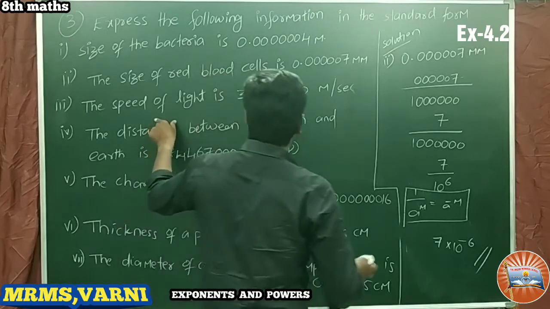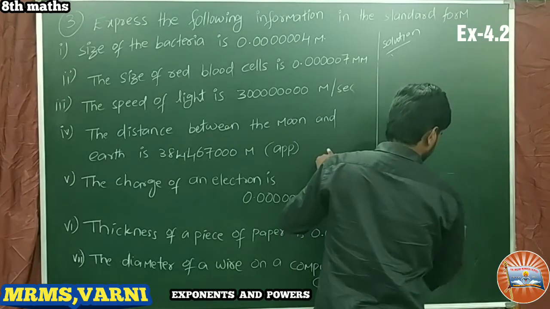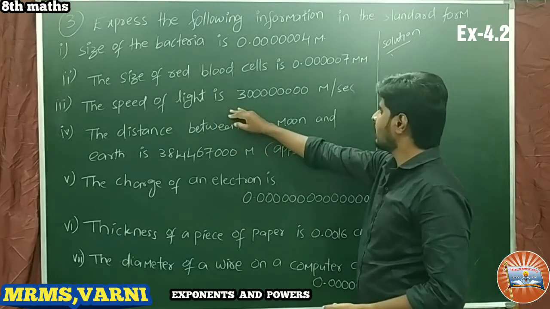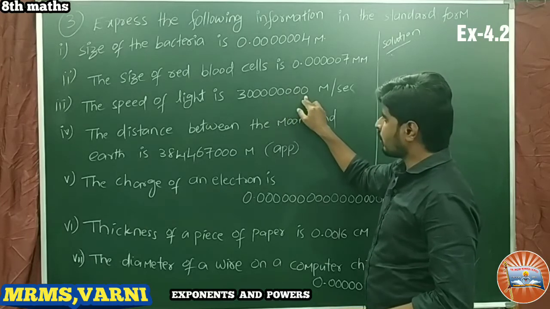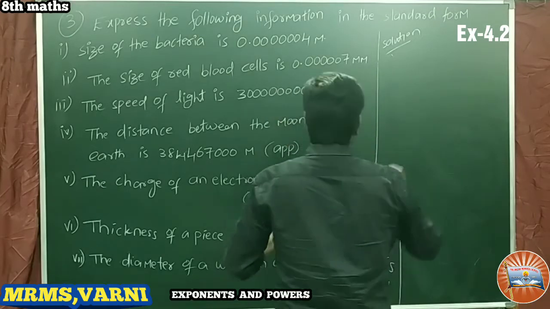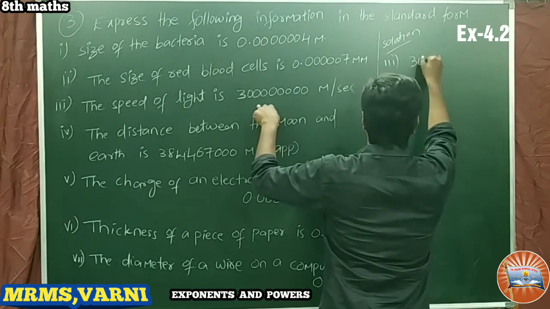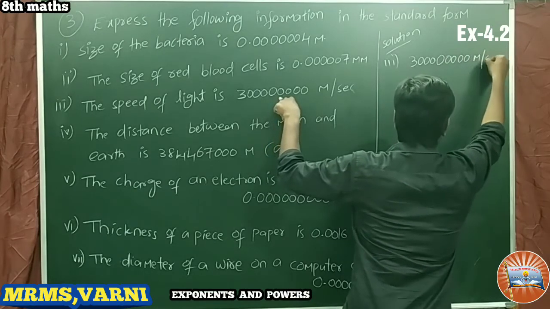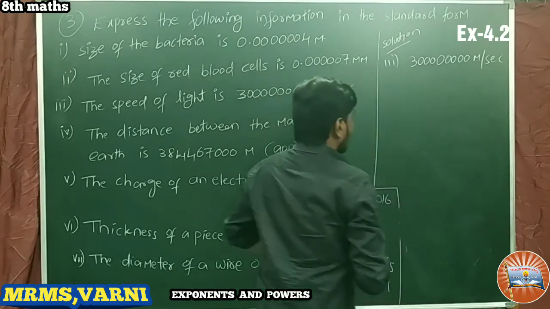Next problem number 3. What is the question? The speed of light is 3,000,000,000. How many zeros we have? So we have to write that in standard form. 3,000,000,000 meter per second. Okay. Right. Now how we write this?